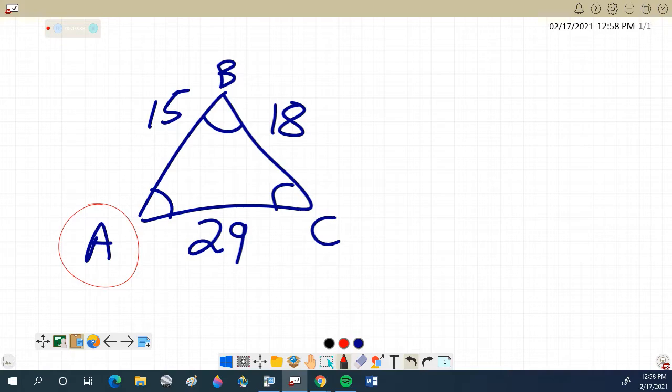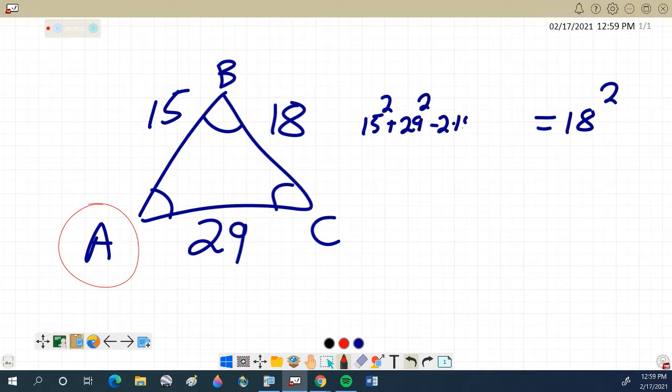So this is going to equal 18 squared. Okay? So what would the formula be? 15 squared plus 29 squared minus 2 times 15 times 29 times the cosine of angle A. Okay? Now, kids make a lot of mistakes here.